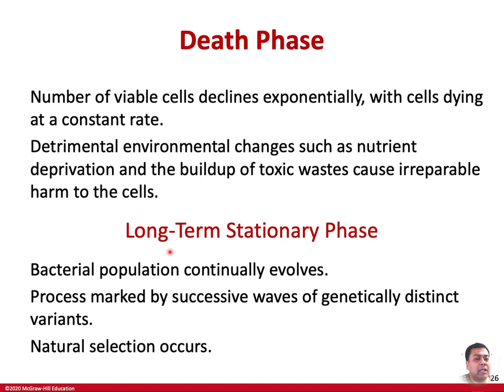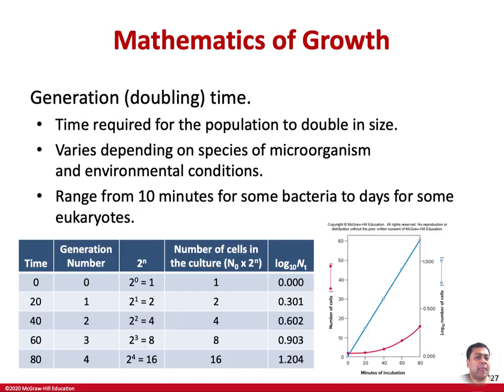So on the other hand, in the long-term stationary phase, the bacterial population continuously evolves, and the process is marked by successive waves of genetically distinct variants. We have seen that. And here, natural selection occurs. It means after a huge amount of toxic metabolite, some bacteria, or some strains of the same bacteria, may be selected which are much more tolerant to these toxins.